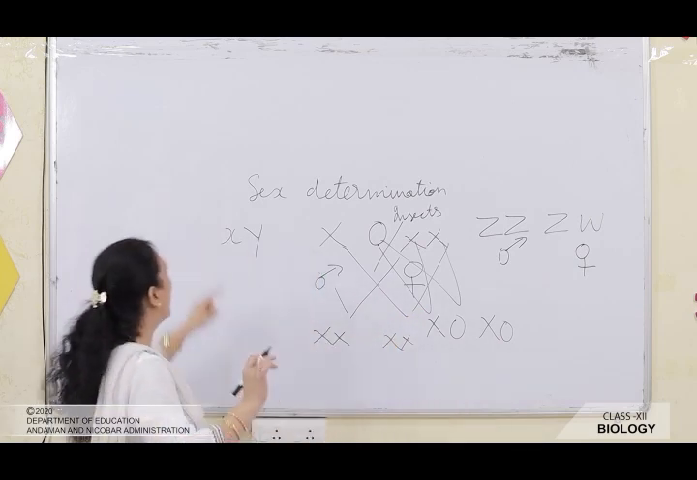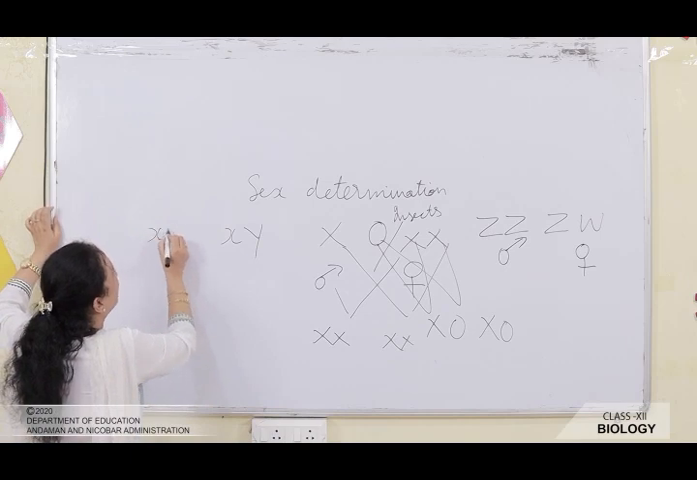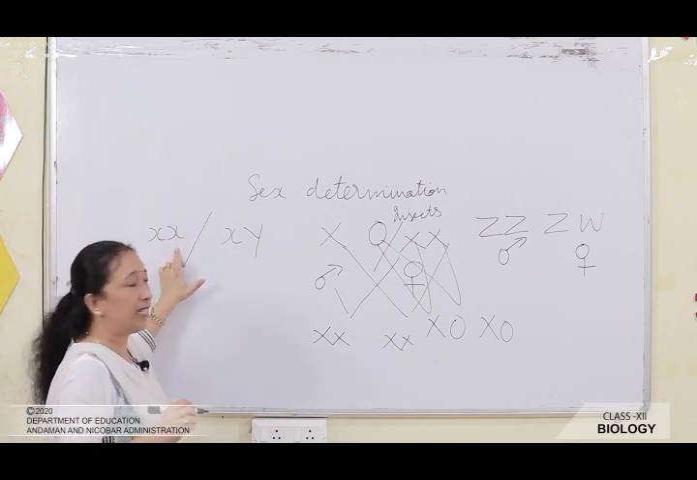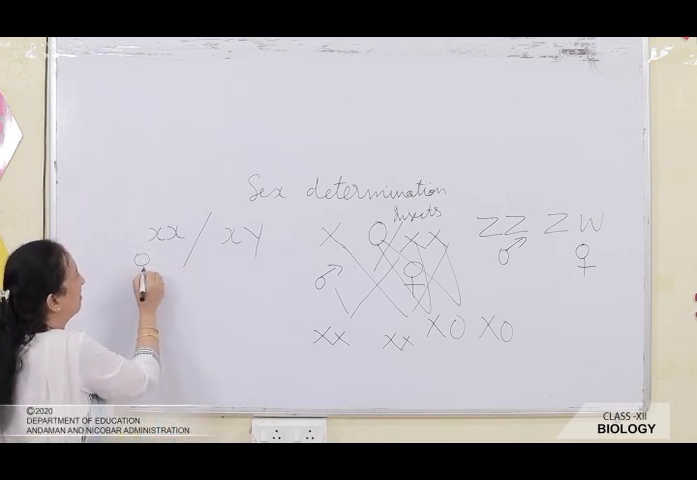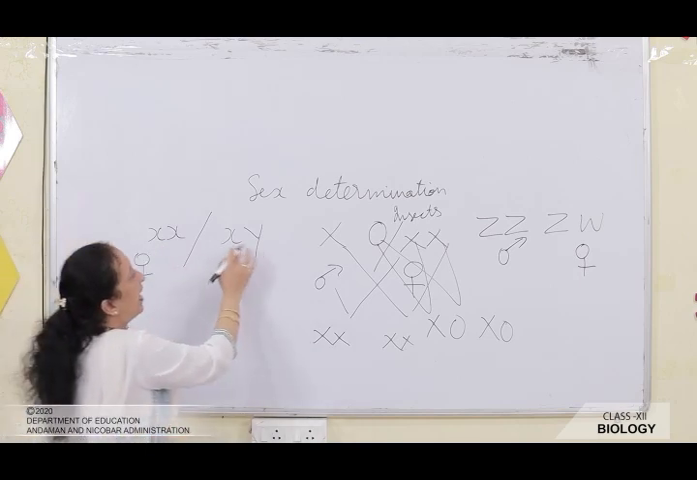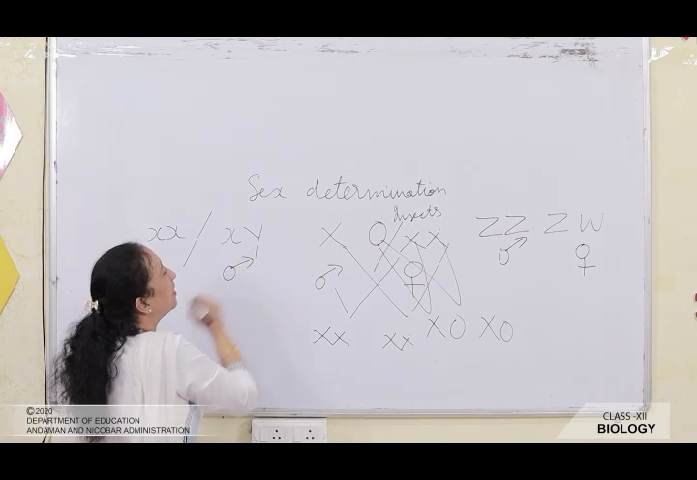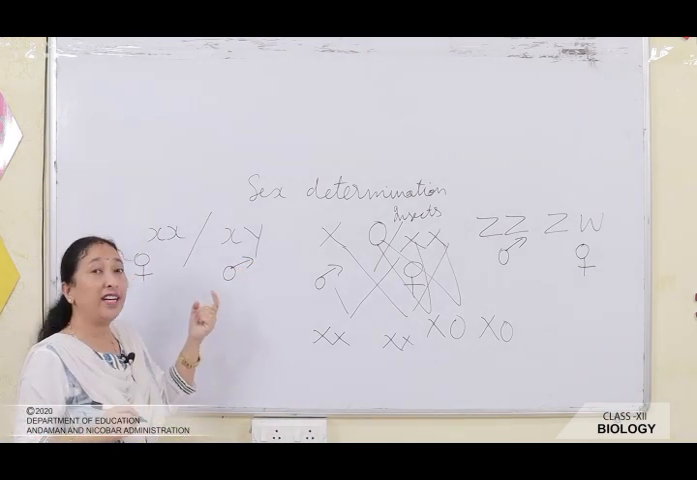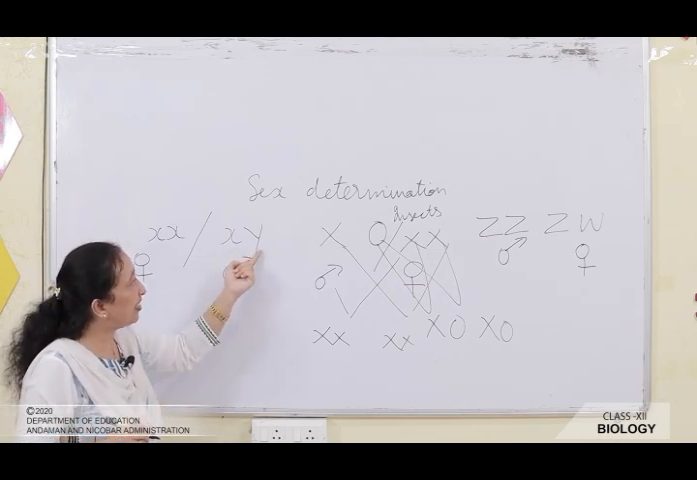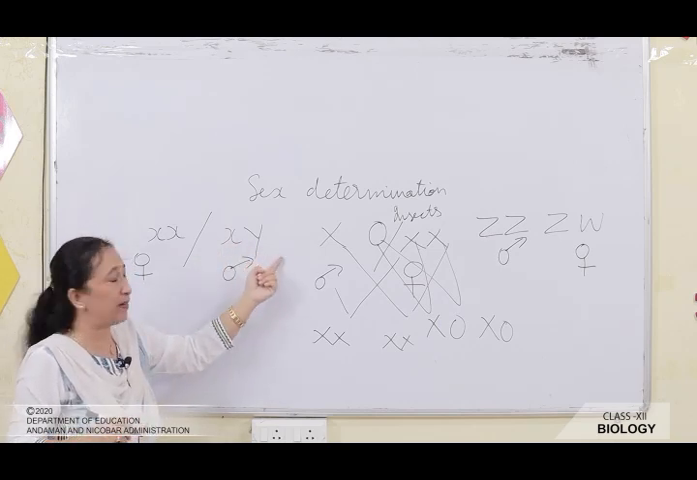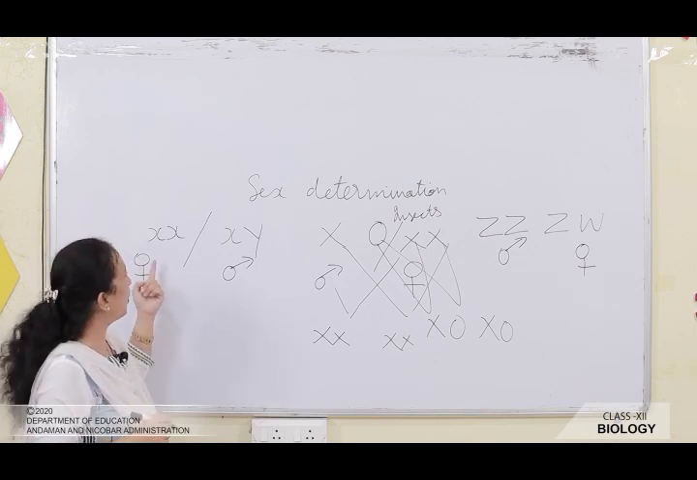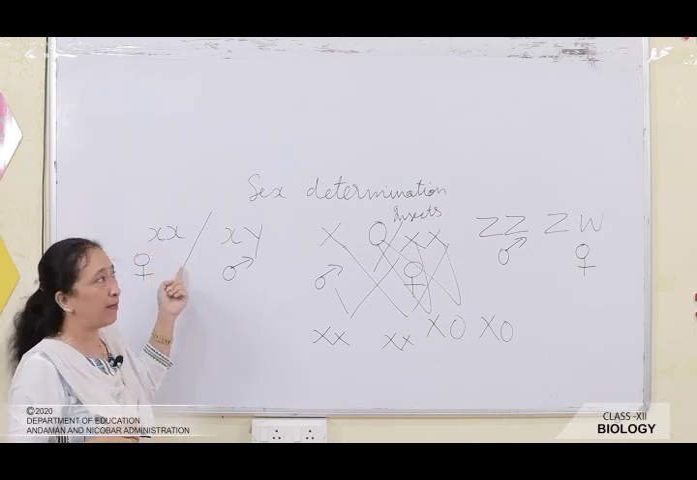Similarly, in humans we have XX and XY. XX is in the human female, and XY is in the human male. That's why the sex of the progeny will be decided by the human male, because it is heterogametic, with 2 different types of gametes present. Whereas the female doesn't have a deciding factor because both the gametes are similar.